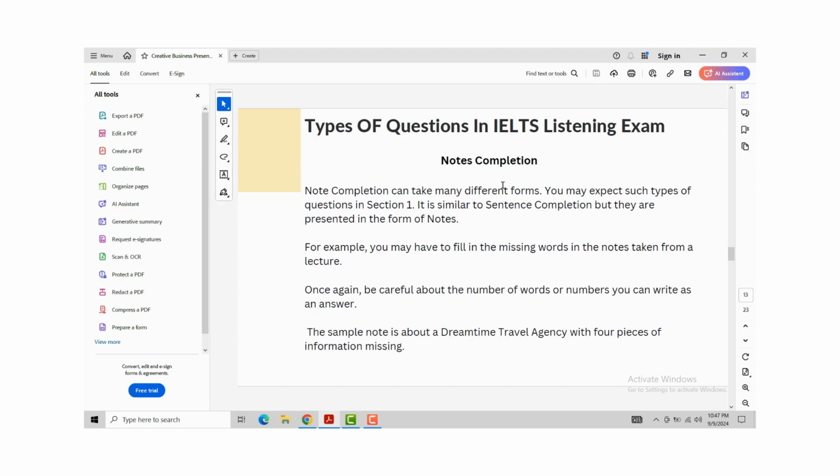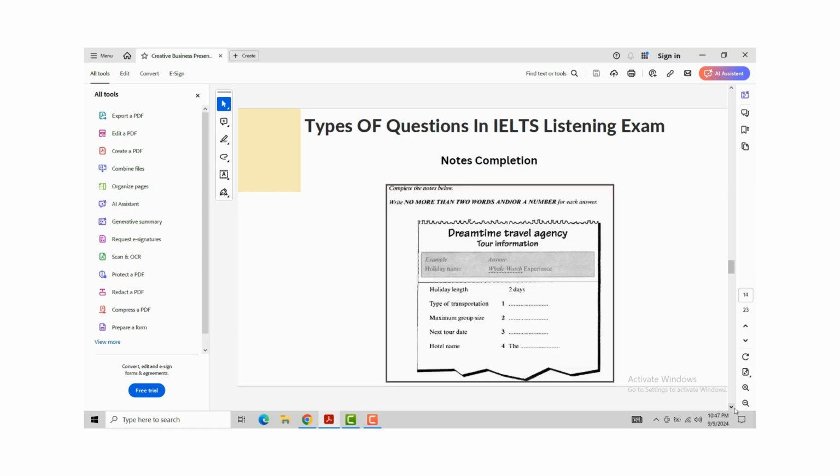The sample note is about a dream time travel agency with four pieces of information missing. This is an example of note completion. It is mentioned at the top: complete the notes below, writing no more than two words and or a number for each answer. You complete these notes by filling in the blanks in the provided space: type of transportation, maximum group size, next tour date, hotel name.